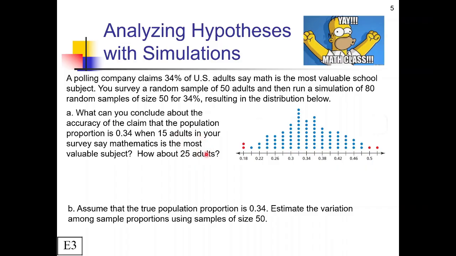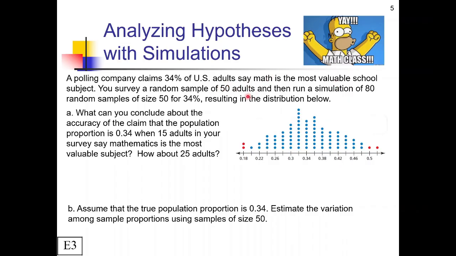All right, let's back up a step here. So if this 34% claim is true, what that means is that 34% of all the people in the United States are saying this about math. That means if you pick any random person, there should be a 34% chance that they say math is the most valuable. Now, when you randomly sampled 50 adults, does that mean that you're going to get exactly 34% of them saying that math is the most valuable subject?